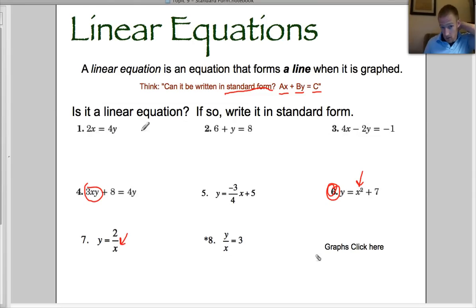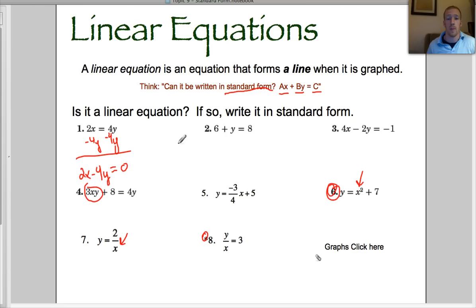The other ones can be converted into standard form because it's just either one variable or two, but you're never multiplying, there's no exponents, and you're not dividing by a variable. This is a special case that I'll show you at the end. So let's write it in standard form. Subtract 4y from both sides, and that gives us 2x minus 4y, and 4y minus 4y. What are we left with? Just 0. That's fine, we still keep it an equation. We have to have something over here. It's a 0. So 2x minus 4y equals 0.